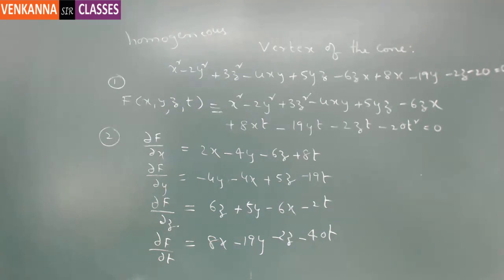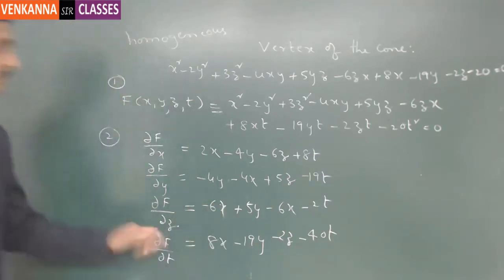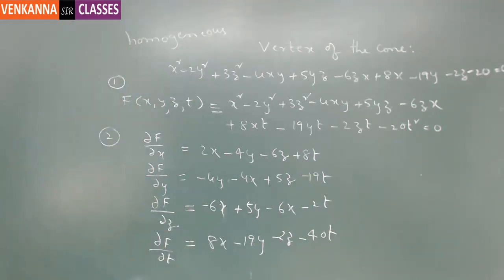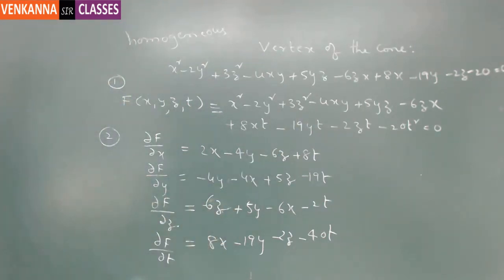So we are not multiplying the whole equation with t, we are making the equation homogeneous by introducing the auxiliary variable wherever it is required. So this will be minus 6x, right? That is actually what we are doing here. I think, yeah, 6, right. Fine.